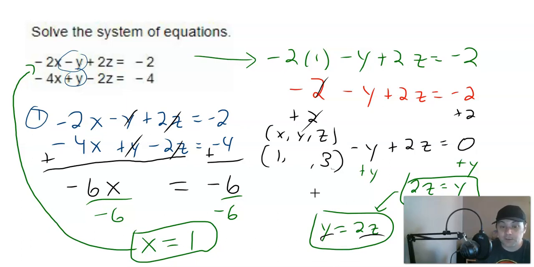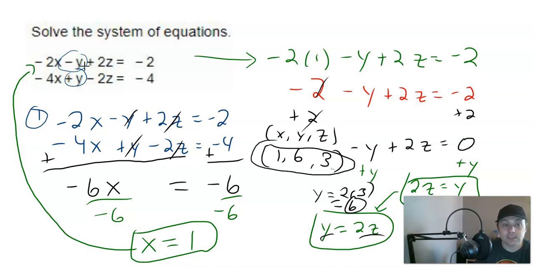So if I pick 3 for z, the y-coordinate would have to be 2 times 3, which is going to be 6. Sorry, that really came out weird. I don't know why I wrote it like that. Okay, let's try it again. All right, it has to be 6. And so we'd have to put a 6 here for the y-coordinate.